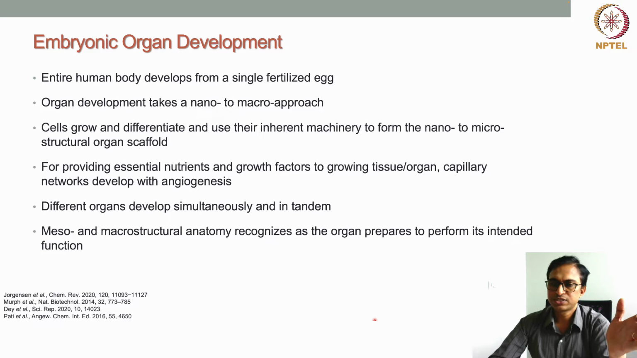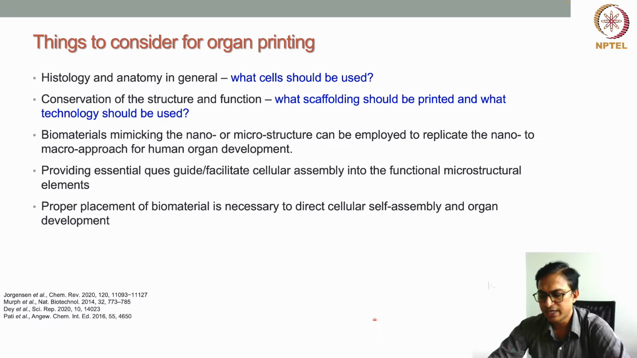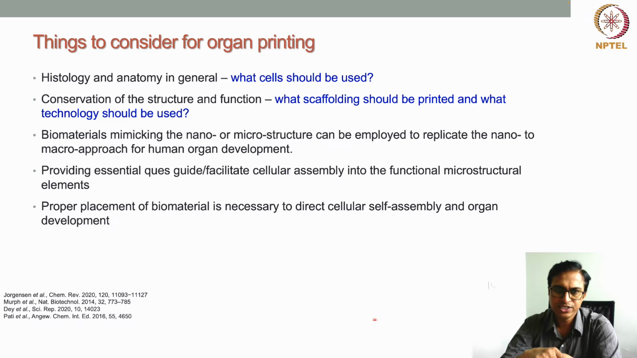Now let us understand what one should consider for organ printing if we are trying to do bioprinting. The very first thing is histology and anatomy in general, which is very important to understand. What is the histology of the tissue? That means what is the structure of the tissue? How are the cells arranged in it? What is the anatomy of that particular tissue? We need to understand that first.